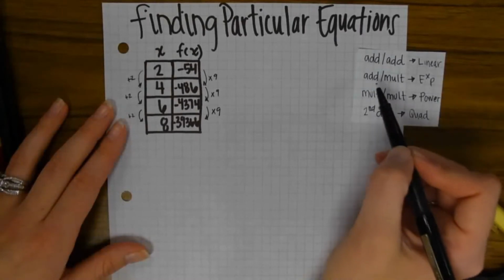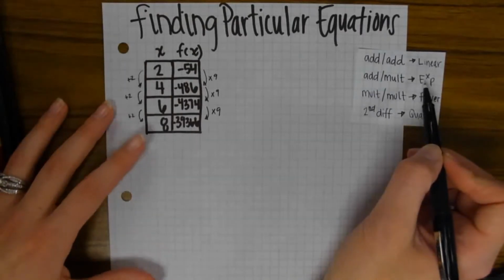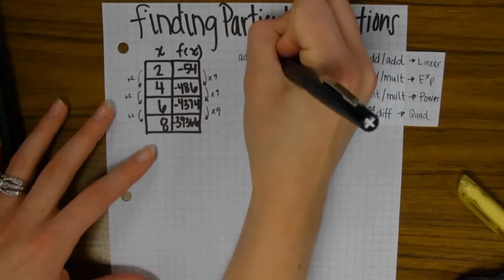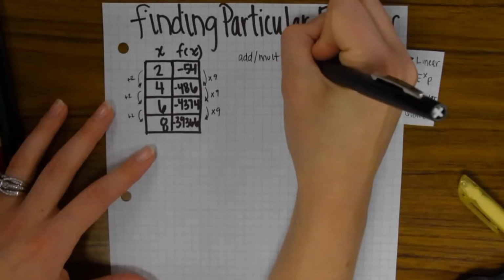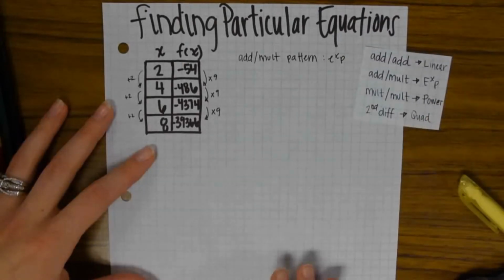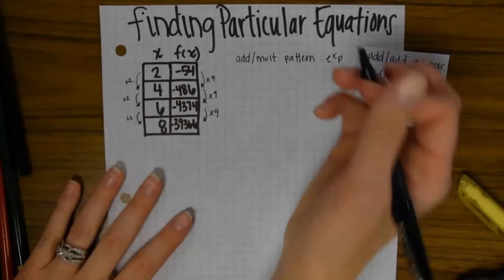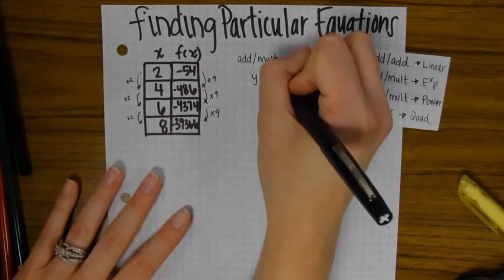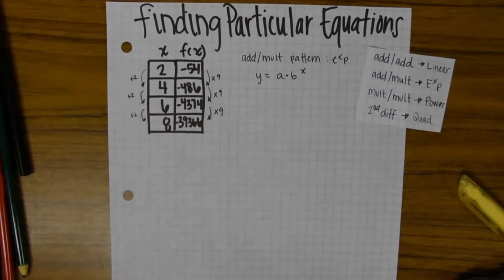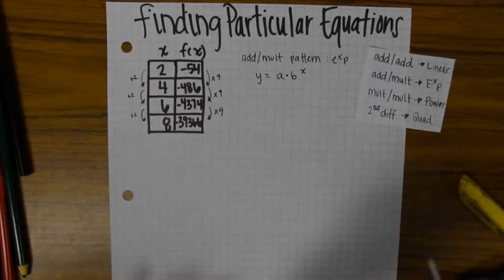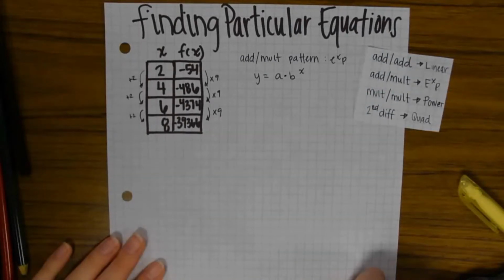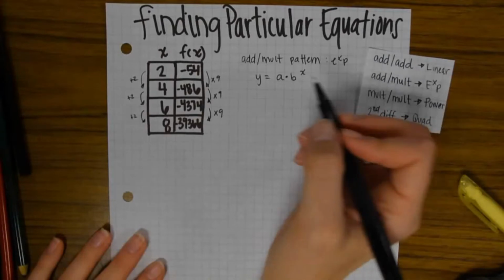And if it's an add multiply pattern, it's exponential. The general equation for an exponential is y equals a times b to the x. We don't know what a and b are, but we have several x and y values that can work. And so let's set up a system of equations.